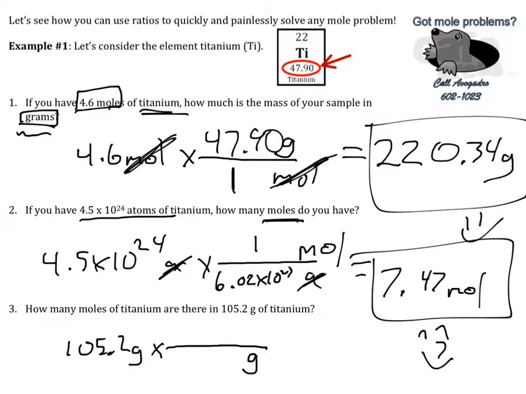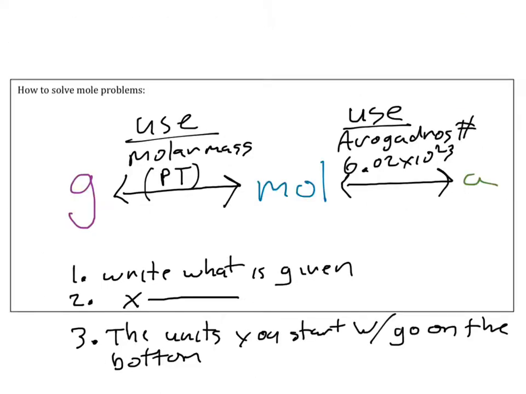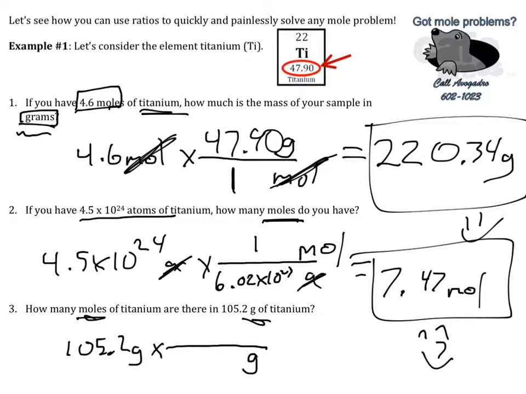Now, again, the first 3 steps are always the same. This is something that is very easy to do. You write what's given to you, you multiply by a fraction, the units you start with go on the bottom because we want to cancel these out. And so now we can go from grams to moles. So again, I'm going to really emphasize this. Notice that I'm setting the units up before I put numbers in.